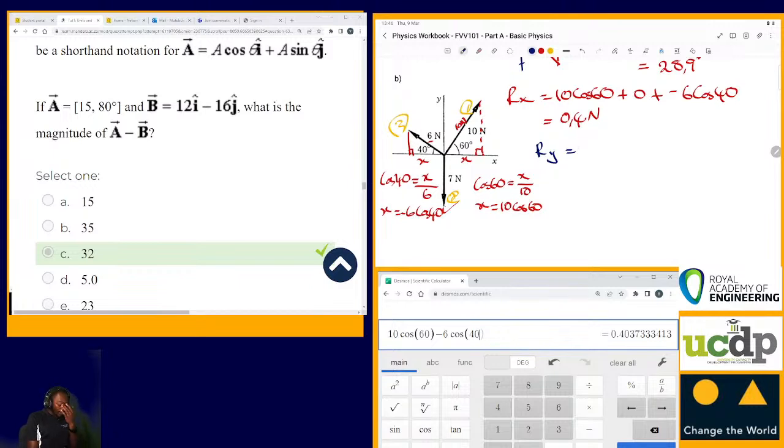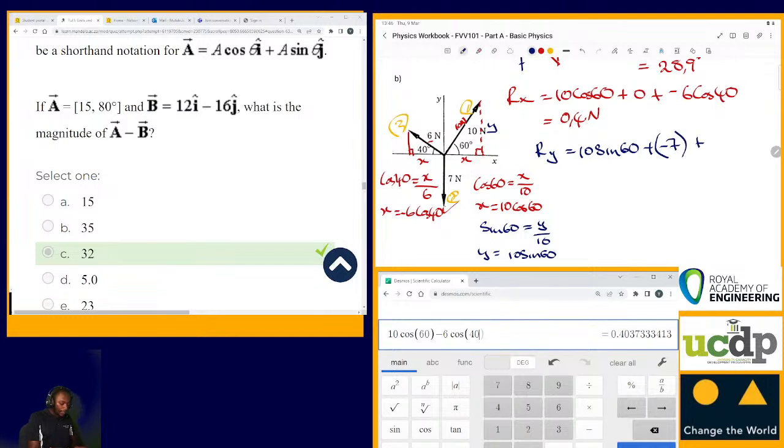Now I work out for r in the y. Our vector 1, does it contribute? Yes, we've already formed our triangle. Now we're looking for the y. It's going to be sine 60, which is opposite, the y, over the hypotenuse 10. So y is going to be 10 sine 60, and this is positive. 10 sine 60 plus 7 newtons in the negative direction, so minus 7.